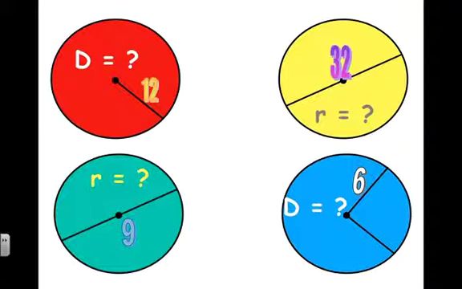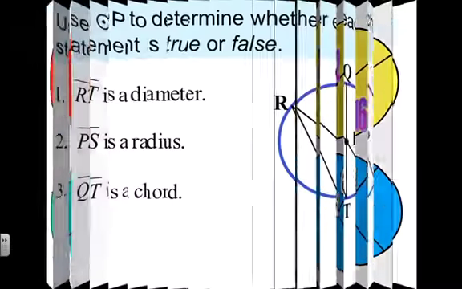So a couple of examples. This is pretty straightforward. In the red circle, if the radius is 12, then the diameter would be 24. For the yellow circle, if the diameter is 32, then the radius would be 16. For the green circle, if the diameter is 9, the radius would be 4.5. And for the blue circle, if the radius is 6, then the diameter is 12. So we take half of the diameter or twice the radius.